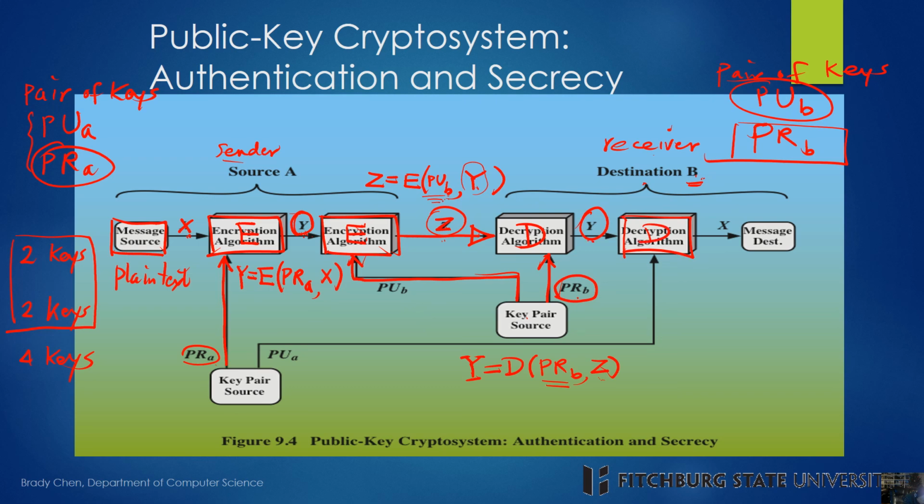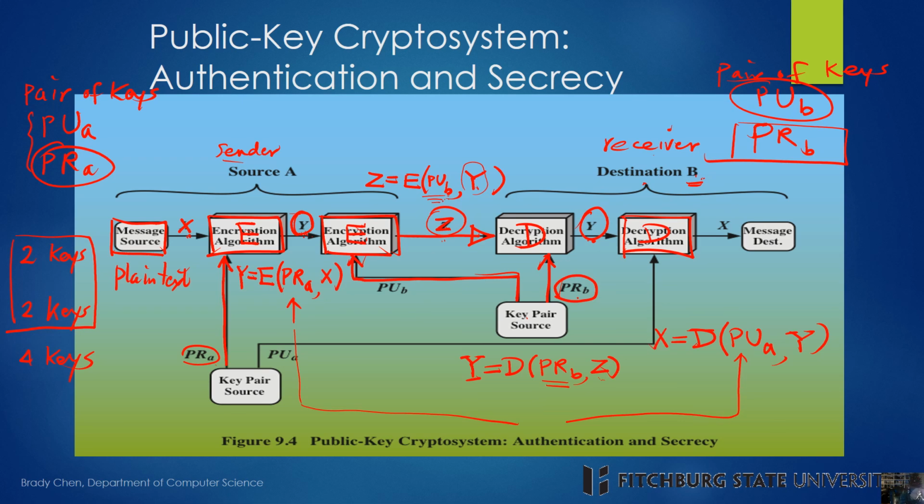Now, because Y was encrypted using the private key of the sender, in order to decrypt Y, the receiving side is going to need the public key of the sender, right? Because it was encrypted using the private key of the sender. So to decrypt Y, you just need the public key of the sender, and hopefully this will restore back to X.